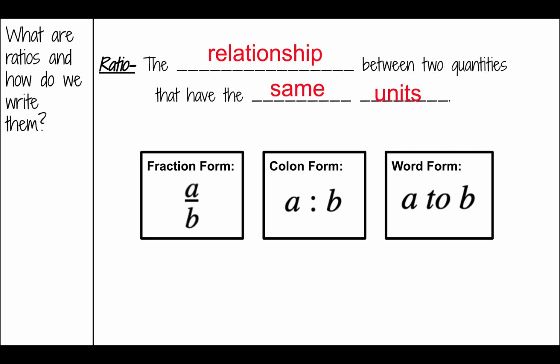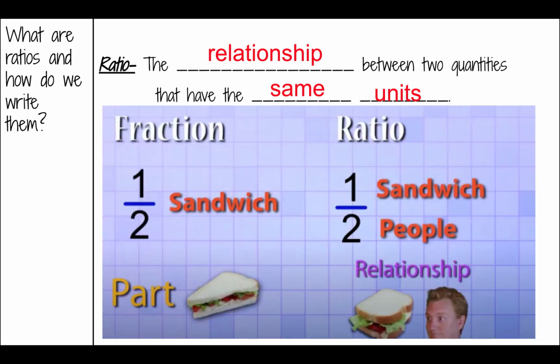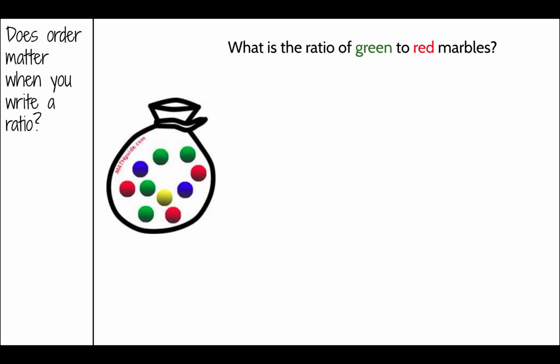Let's practice writing ratios using a bag of marbles. And we're going to use our knowledge of fractions because ratios and fractions are similar, yet they're different. What is the ratio of green to red marbles? Here, I'm comparing a part of the total marbles in the bag to another part of the marbles in the bag. So technically, green to red is not a fraction because a fraction compares a part to a whole. It gives you a part for a value.